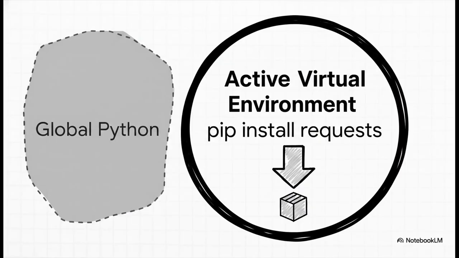So now you're inside your own private bubble. You can use pip just like you always would. For example, when you run pip install requests, the requests library gets installed only inside your local venv folder, not into your main global Python installation. No more conflicts. It's really that simple.